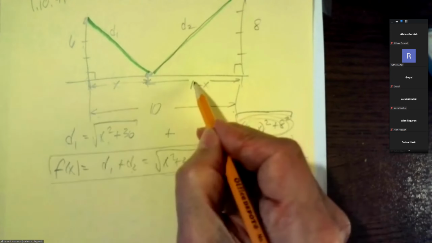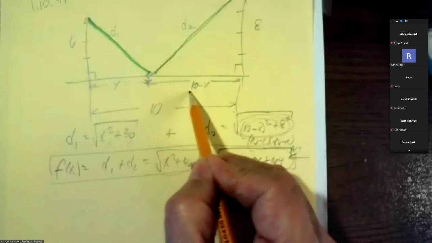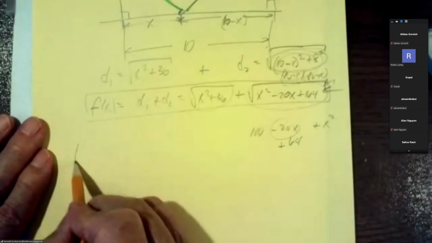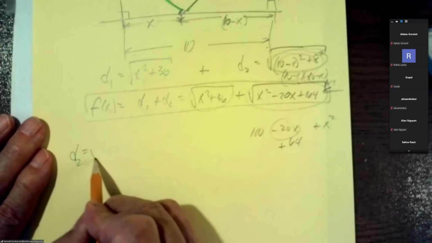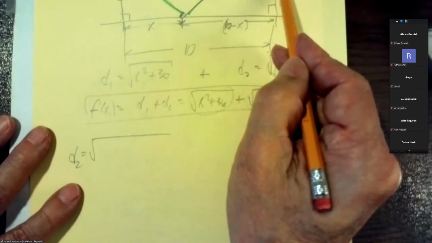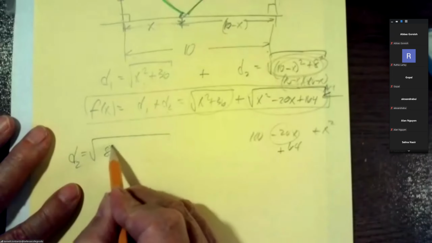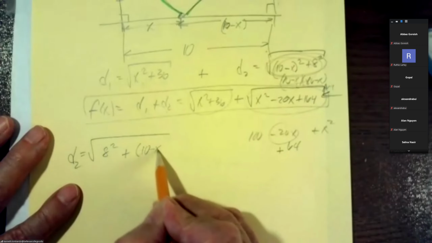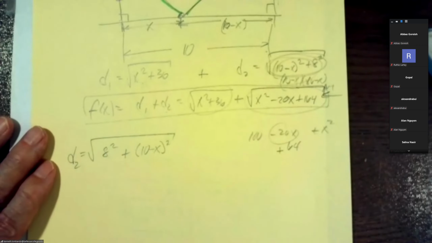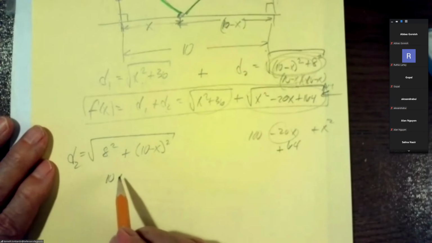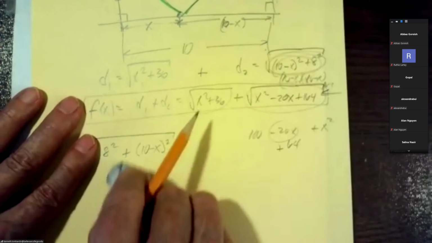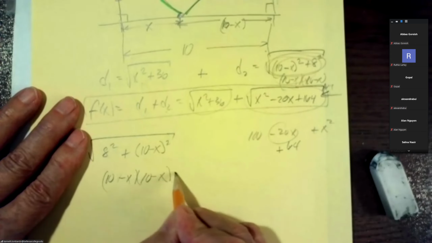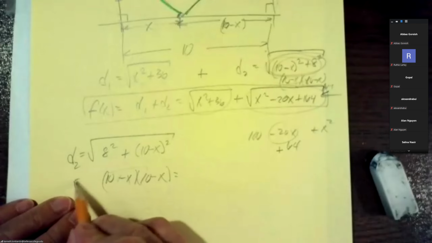Maybe I just can't read it. D2, this is 10 minus x, and this is 8, and that's D2. So D2 equals the square root of this length squared, which is 8 squared, plus this length squared, which is 10 minus x squared. 10 minus x squared equals 10 times, we're going to FOIL it.